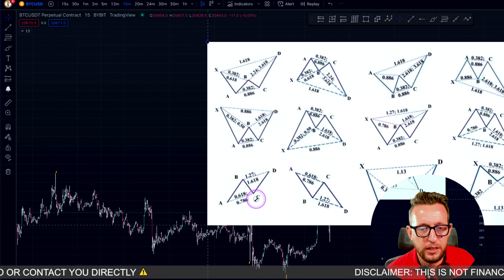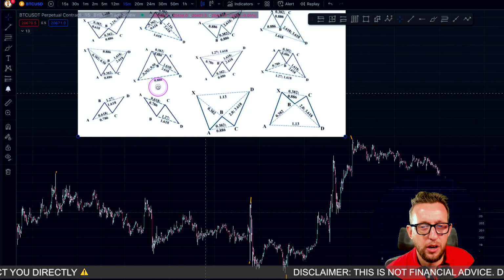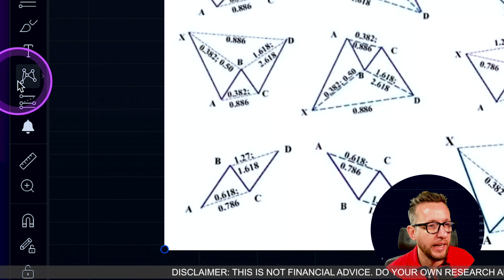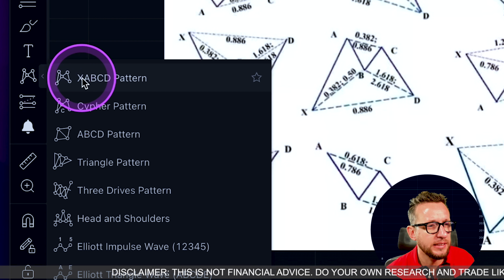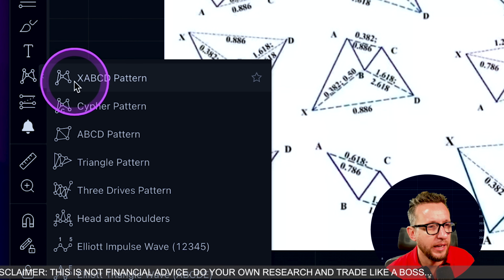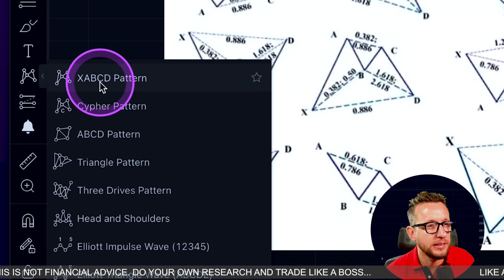Now, there is a tool that I spoke about last week when I spoke about these patterns here, which allows us to do the XABC. Now, if we go XABCD here, so you go over to our corner on the left here and click on XABCD.